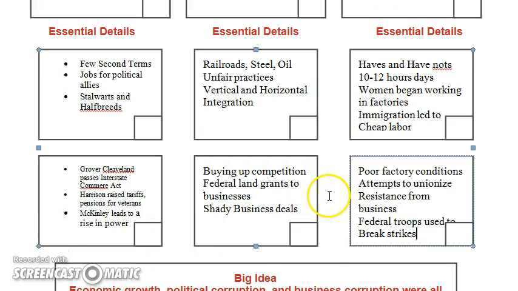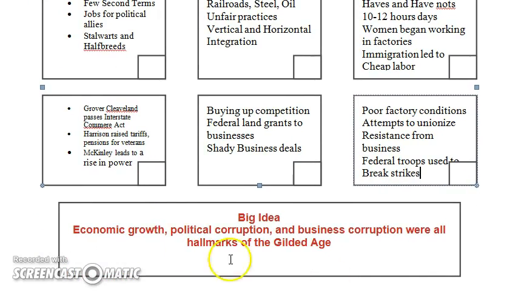So the big idea was that economic growth, political corruption, and business corruption were all hallmarks of the Gilded Age.